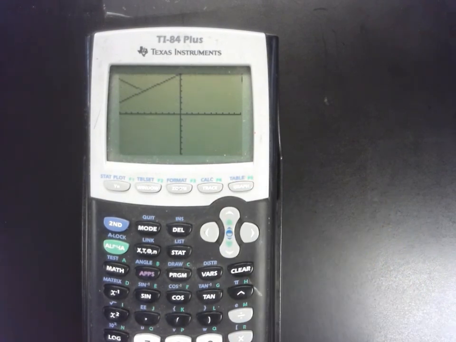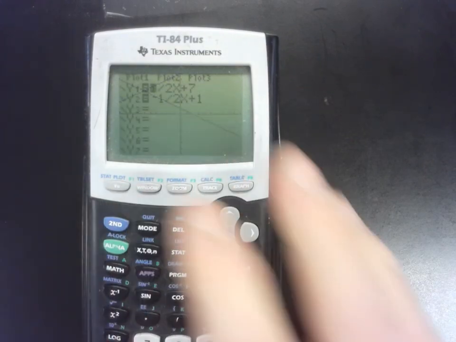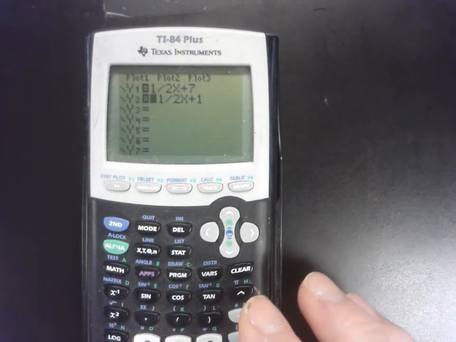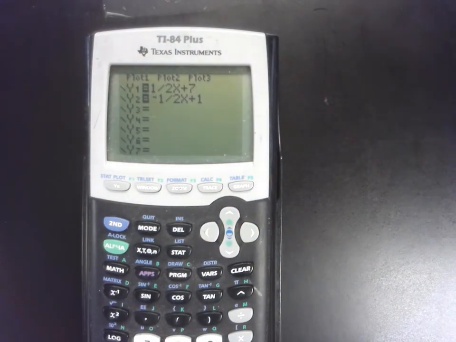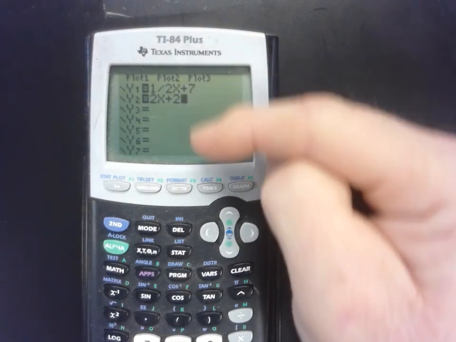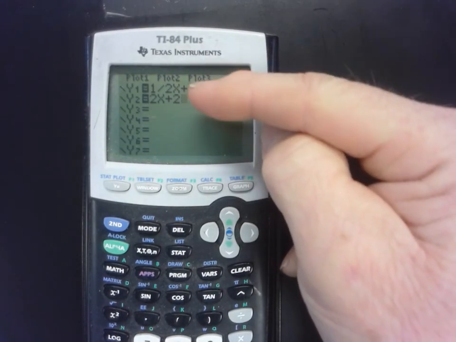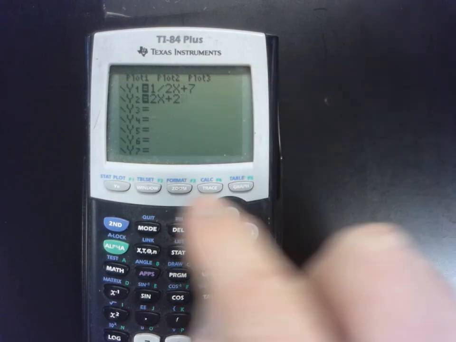Okay, now I'm going to graph both of them. And you tell me, do they look perpendicular to you? No. They don't. Okay, they're not perpendicular. So back to the drawing board. Let's go, instead of changing the sign, let's do the reciprocal. 2x plus, doesn't really matter, plus 2. So these two are going to be reciprocals. Their slopes are reciprocals.